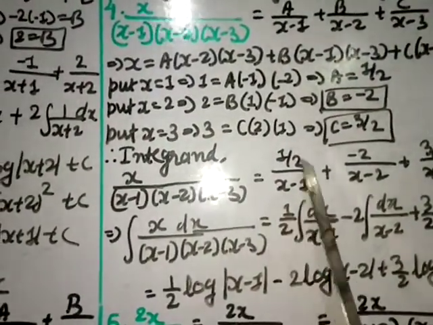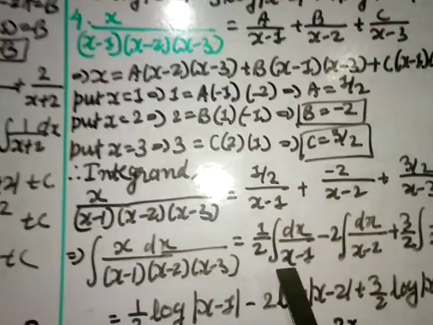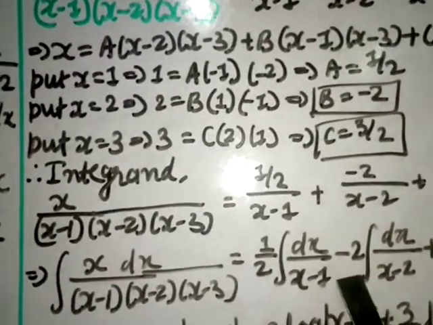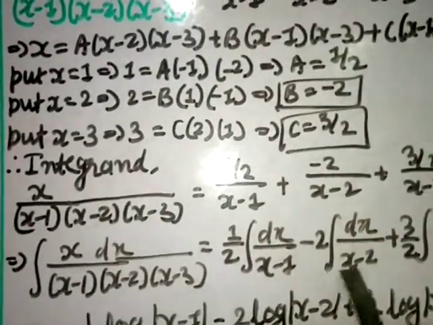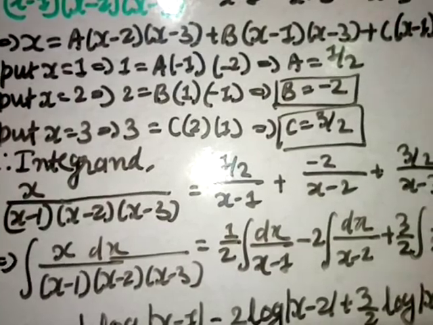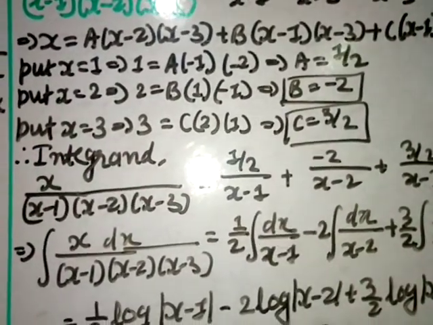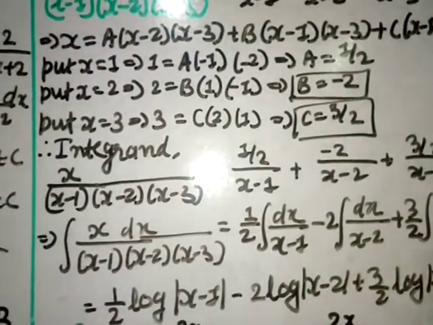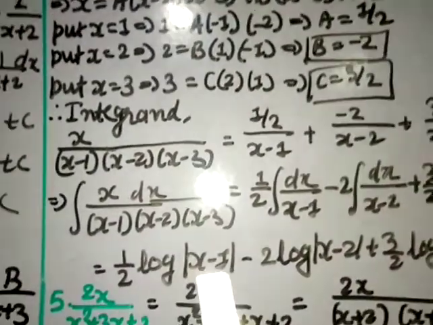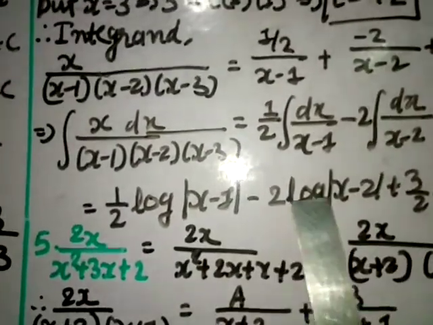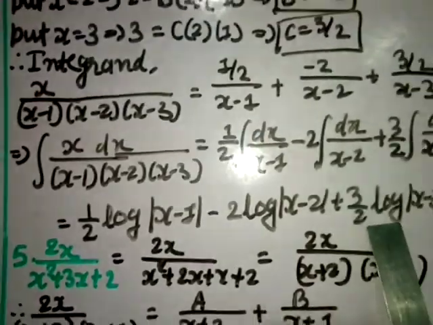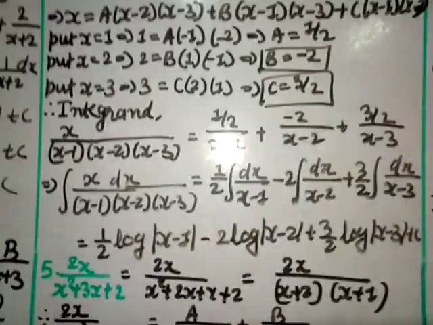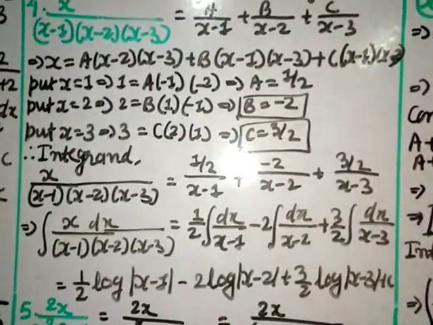So here the integral, 1 by 2 out of the integral, dx divided by x minus 1, minus 2 out of the integral, dx divided by x minus 2, plus 3 by 2, dx divided by x minus 3. All are 1 by x form, so all will be log answer. So this answer is 1 by 2 log x minus 1 minus 2 log x minus 2 plus 3 by 2 log x minus 3 plus c. Okay, so that is the answer for question number 4.